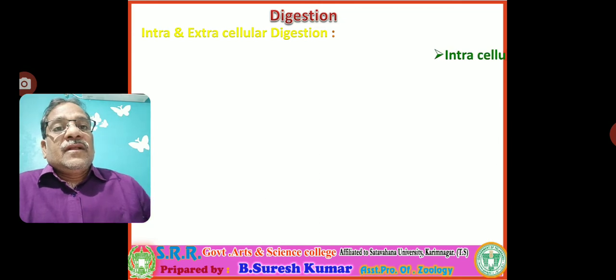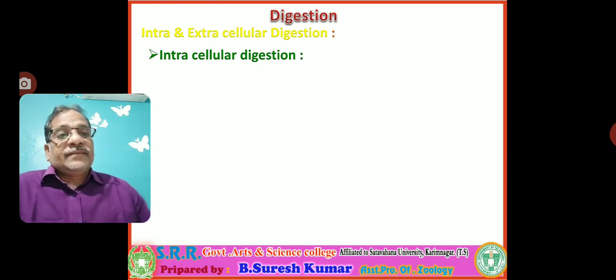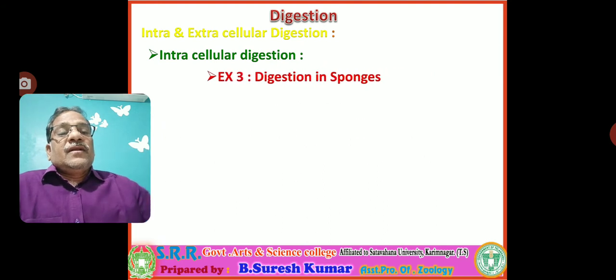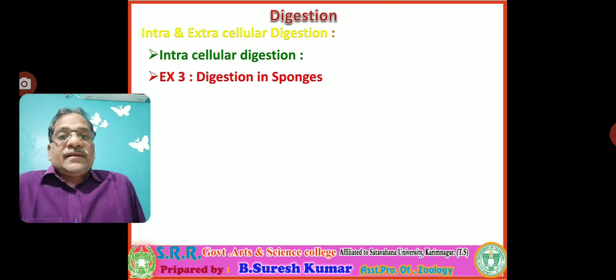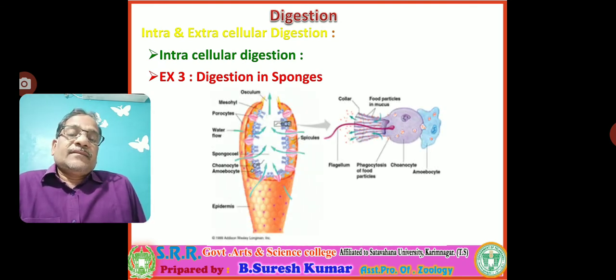And next, one more example, one more group for intracellular digestion: sponges. In sponges also intracellular digestion occurs. If you observe the organization of sponges, they are primitive individuals. So they have a prominent canal system. Already in invertebrate phyla, you learned about the porifera individuals' body organization. The body wall is associated with the prominent canal system.